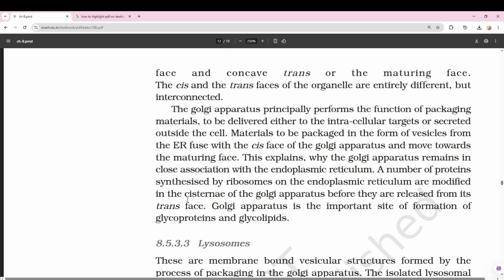This explains why the Golgi apparatus remains in close association with the endoplasmic reticulum. A number of proteins synthesized by ribosomes on the endoplasmic reticulum are modified in the cisternae of Golgi apparatus before they are released from its trans phase. Golgi apparatus is the most important site of formation of glycoproteins and glycolipids.